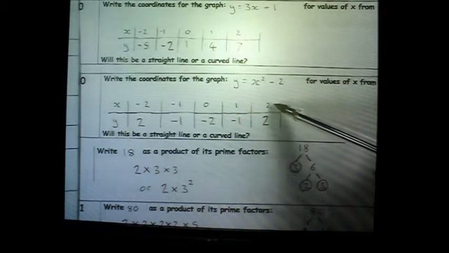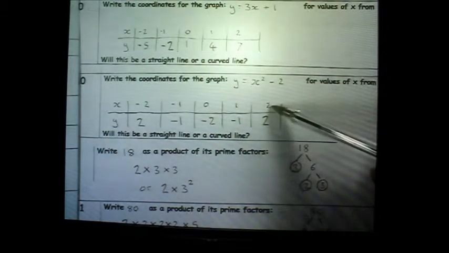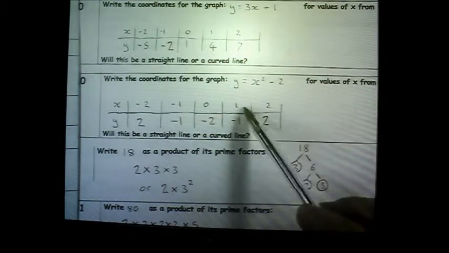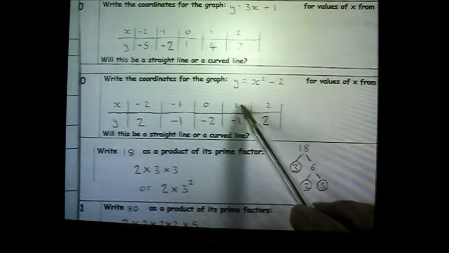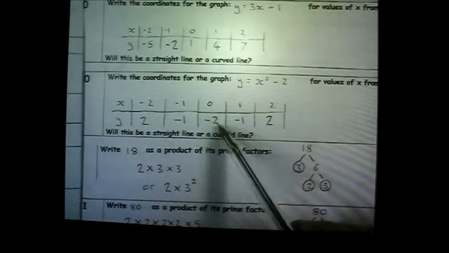Right, x squared, take away 2. 2 squared is 4, because that's your x value. 2 squared is 4, take away 2 is 2. 1 squared, so it's your x value, is 1. 1 take away 2 is -1. 0 squared, well, 0 times 0 is 0. Take away 2 is -2.